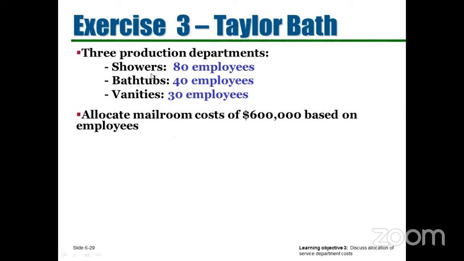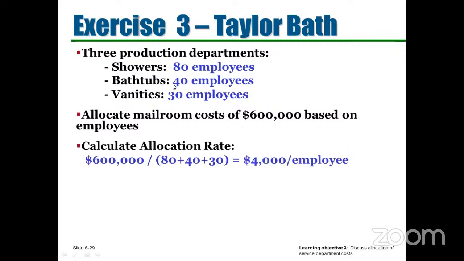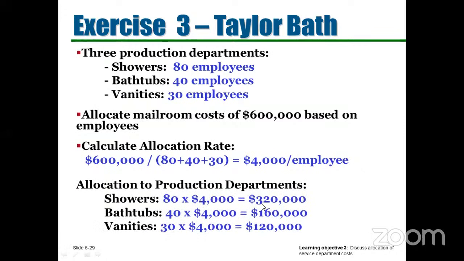There are three production departments: showers, bathtubs, and vanities. These are the employees. Allocate mail room cost of 600,000 based on employees. Very easy. You use 600,000 divided by 150 employees. Simple as that. That means 4,000 per employee. So for one employee, I allocate 4,000, and for 80 employees, I allocate 320,000. Simple as that.